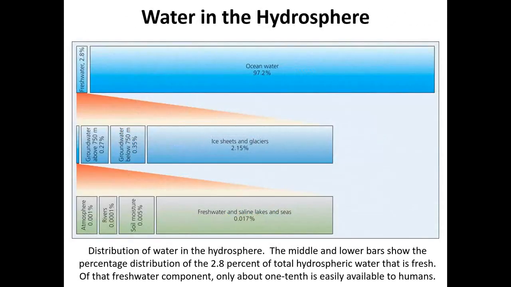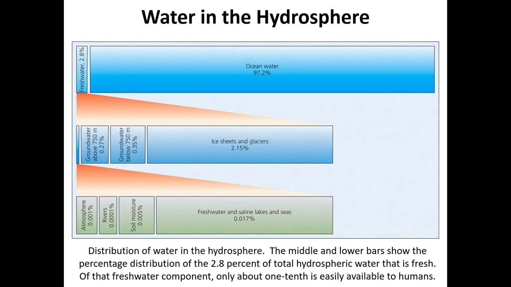And the vast majority of water on Earth, of course, is in the ocean. 97.2% of all the water is ocean water, and that's salty. A small portion of the Earth's water is fresh water, just under 3%. And if you look at that roughly 3% and expand that, you can see that a large amount of that 3% is ice sheets and glaciers. About 2.15% of all the world's water is ice sheets and glaciers. Groundwater below 700 meters is 0.3%, and groundwater above that is 0.7%.